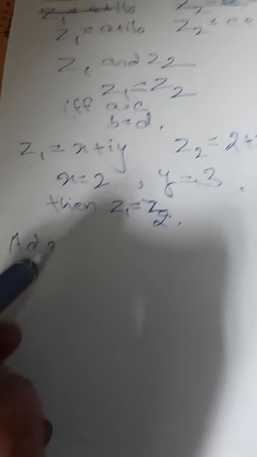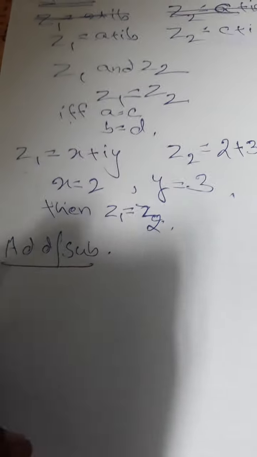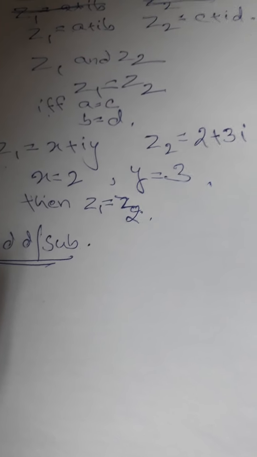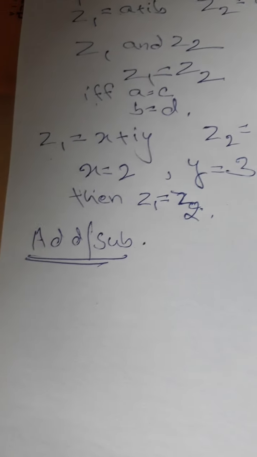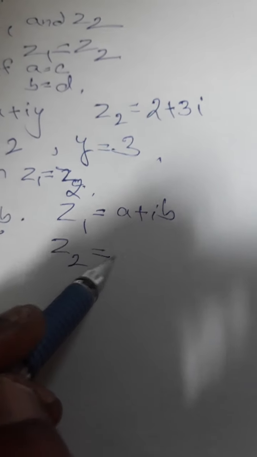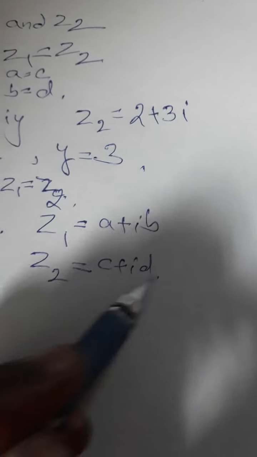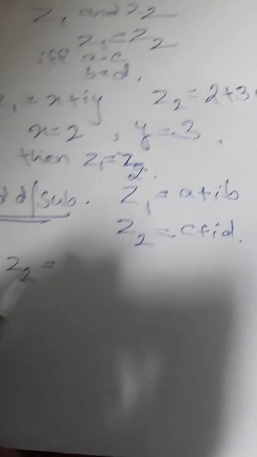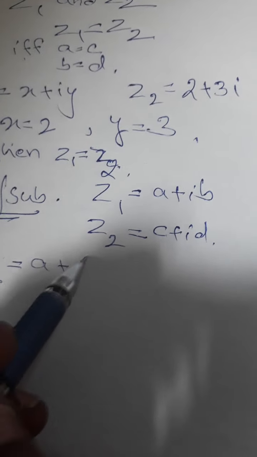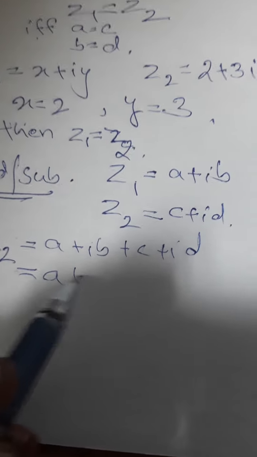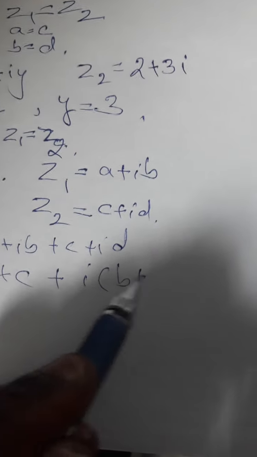Then how to add or subtract any two complex numbers. First we shall see the addition. Let me consider z1 equal to a plus ib and z2 equal to c plus id. Then I will add z1 plus z2. It is a plus ib plus c plus id. So this will be a plus c plus i into b plus d.